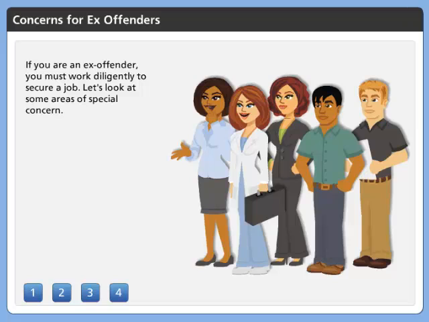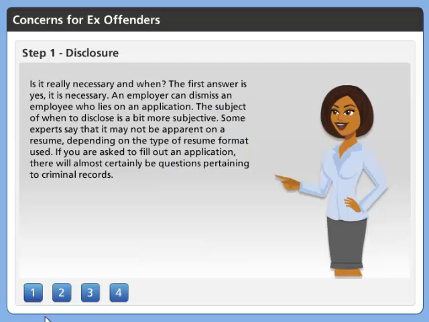Concerns for ex-offenders. If you are an ex-offender, you must work diligently to secure a job. Let's look at some areas of special concern. Is it really necessary to disclose your record, and when? The first answer is yes, it is necessary. An employer can dismiss an employee who lies on an application. The subject of when to disclose is a bit more subjective.